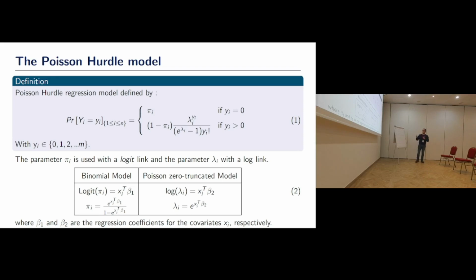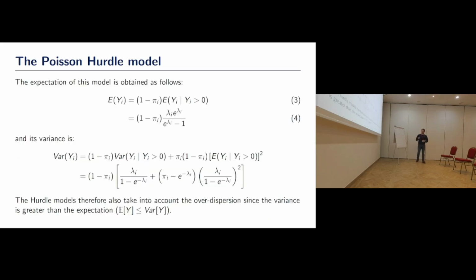So this is a classic Hurdle model, and here we have the expectation and the variance of this model. The expectation is very simple. We multiply the probability of being in the positive case by the expectation of the zero-truncated Poisson model. Here we have something between 0 and 1, and here something greater than 1, and we multiply these two together to get the expectation. Here we have the variance of the model, and we can see that the expectation is lower than the variance, so this model can handle the problem of over-dispersion. So it's very nice for our case.